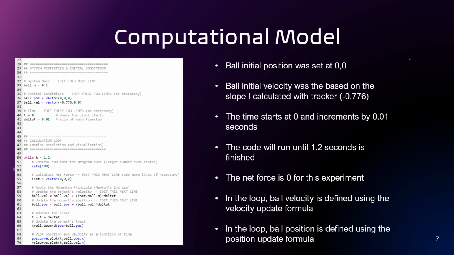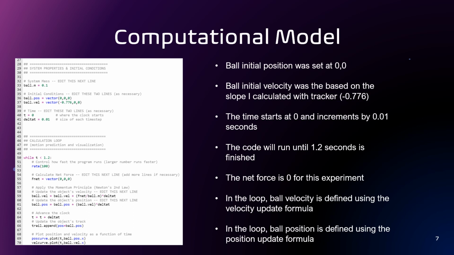Here's the computational model used to predict the motion of the object. I started by setting the initial position to 0 and the initial vector for velocity to negative 0.776, because that is what I found using tracker in the slope formula. The time starts at 0 and increments by 0.01 seconds, and the while loop will run for 1.2 seconds because the tracker shows motion stopping at 1.2 seconds.